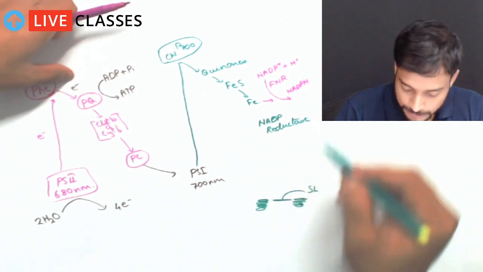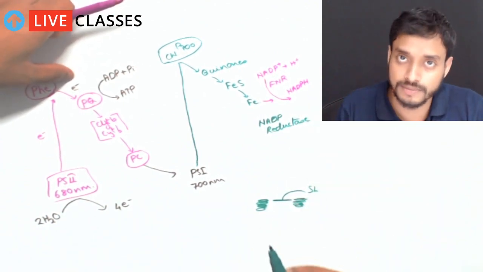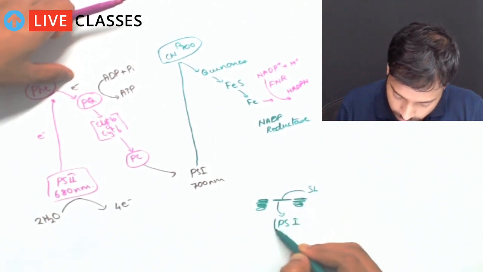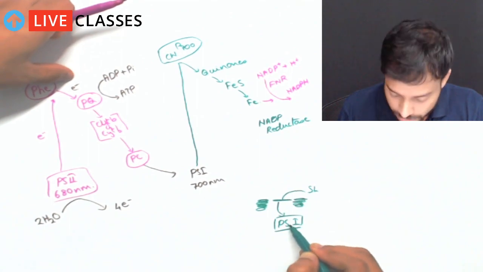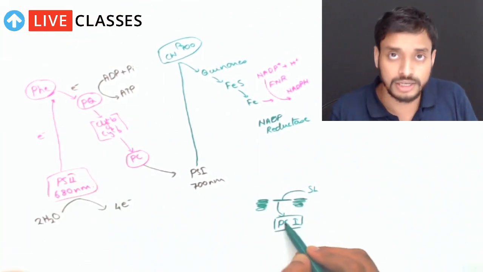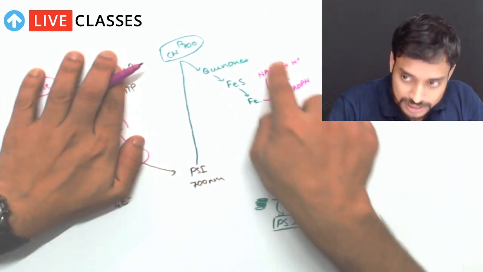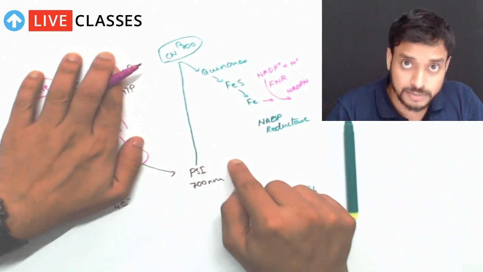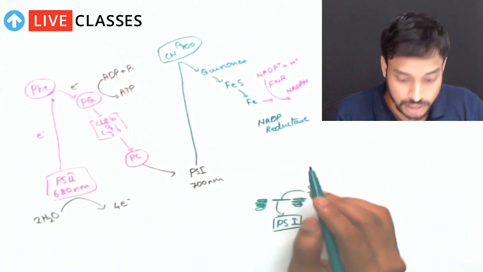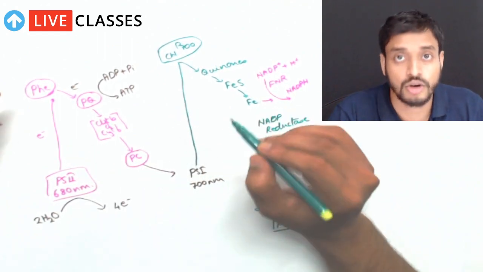But unfortunately, in this stroma lamellae, only photosystem 1 is present. So what is present over here? Photosystem 1. So photosystem 1 is just present over here. If only photosystem 1 is present, that means only this part is present. If this part is present, from where will it get electrons? Correct? So it cannot form a process on its own.